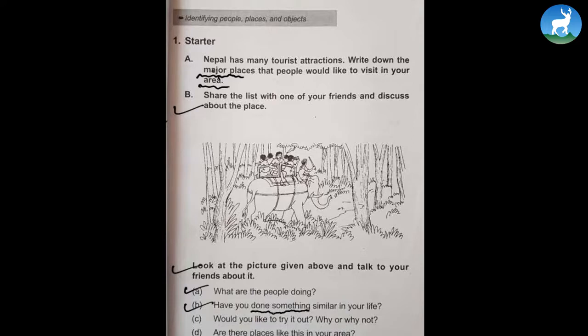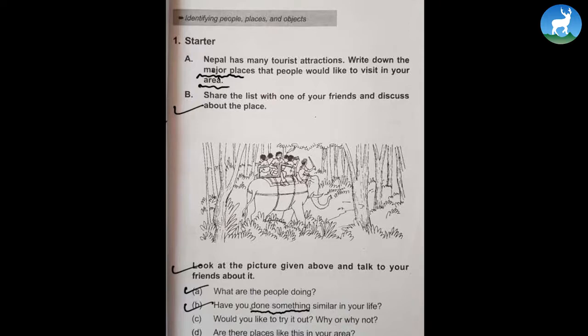It's not necessary that you have to ride an elephant, or maybe at some point in your life you had taken an elephant ride. But have you done something similar in your life? Maybe you went on a jungle safari. How about that? Maybe you were in a van. Or maybe you walked in the dense forest. Something adventurous like this. Something wonderful like this. Have you ever done something similar in your life?